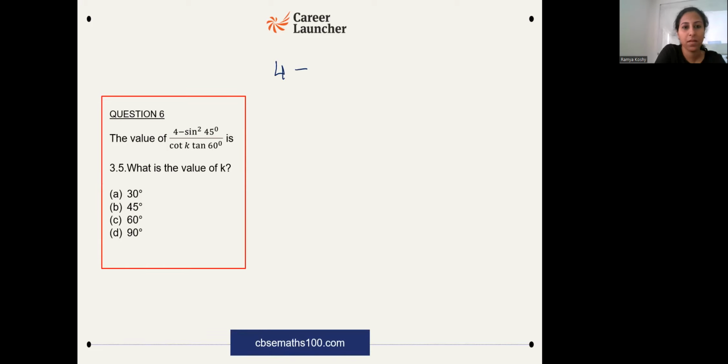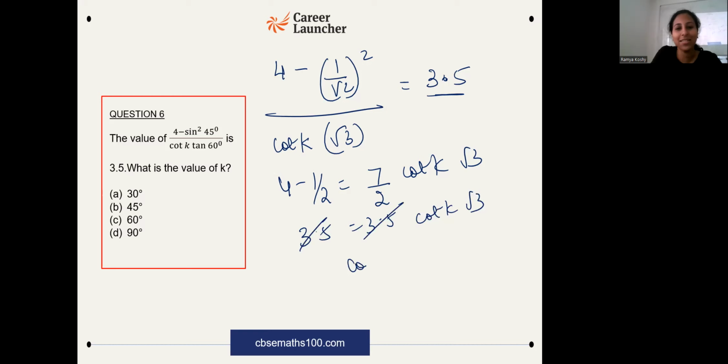You get 3.5 is equal to 3.5 cot k root 3. This cancels. Cot k is equal to 1 by root 3. Cot of what angle is 1 by root 3? Cot of 60 degrees is 1 by root 3. After doing all this work, just because you forgot the value or you're getting mixed up, don't make a mistake. Alright? So cot k is equal to 1 by root 3 means that this will be 60.